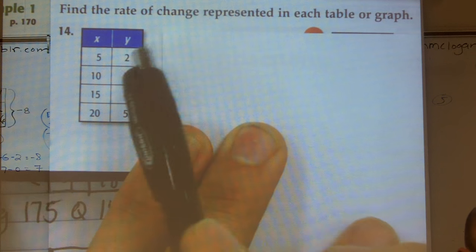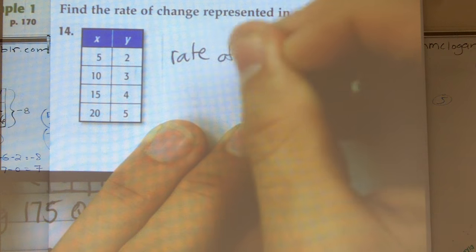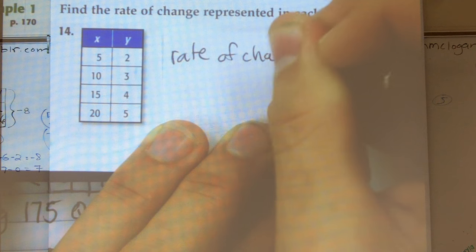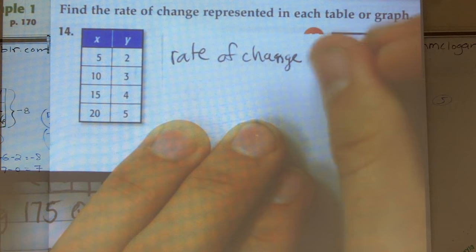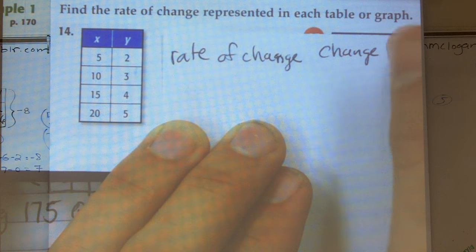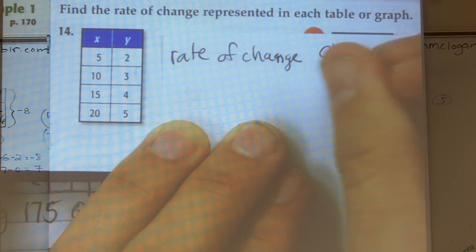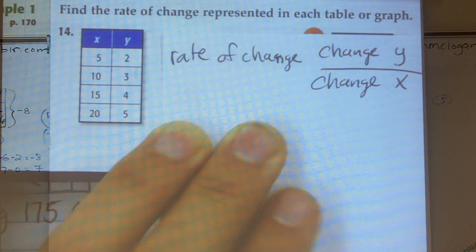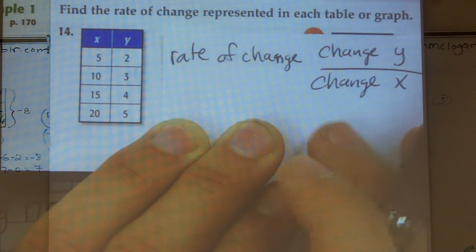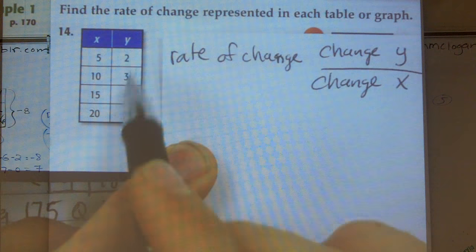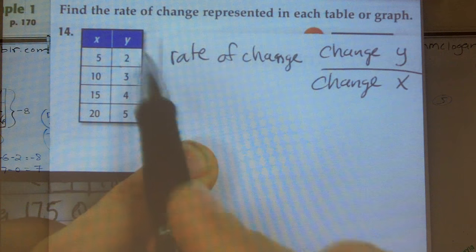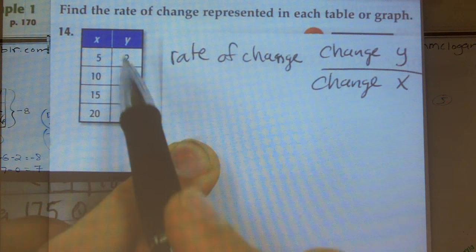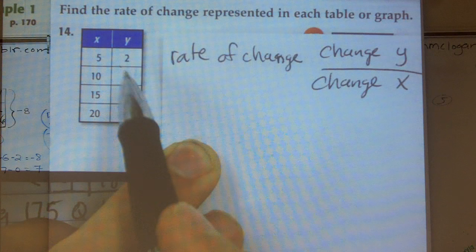If I want to say, how are my y values changing? Remember, when we say rate of change, we need to find the change in our y values, or our dependent values, over the change in our x values. So I ask you, how are our y values changing? Are they going up or are they going down? You could say, let's just go from top to bottom. From top to bottom, are my values going up or down?